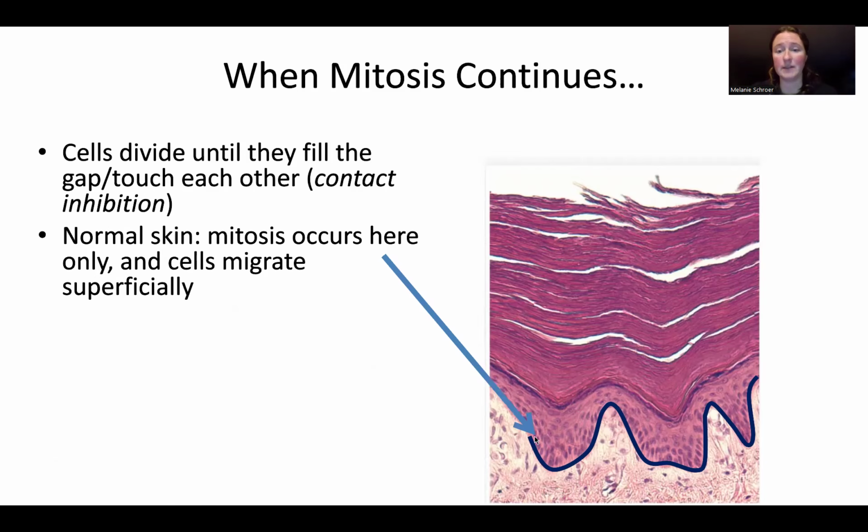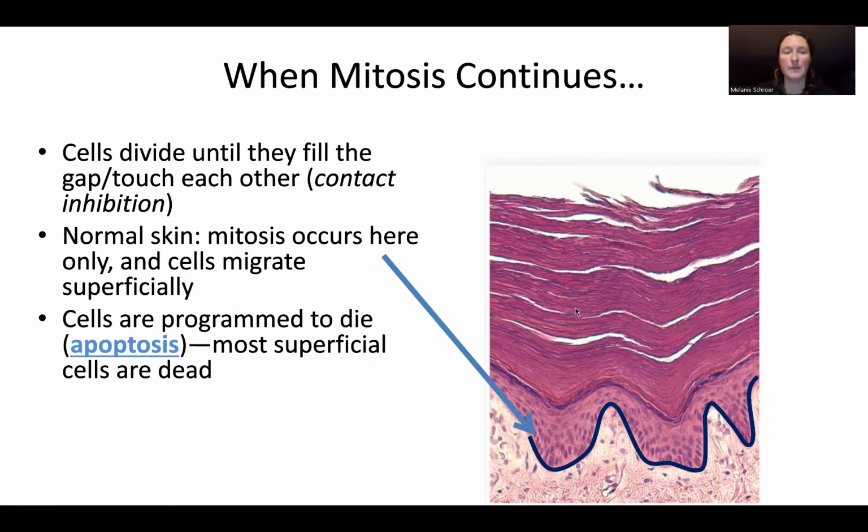mitosis for the epidermis is always happening at this deepest layer here. And we're going to go into that today. So it's always happening down here, making new cells. One of the daughter cells stays behind, one of the daughter cells gets pushed up. And so we keep on making those daughter cells and pushing them up and up and up, migrating superficially. At a certain point, those cells are programmed to die, right?